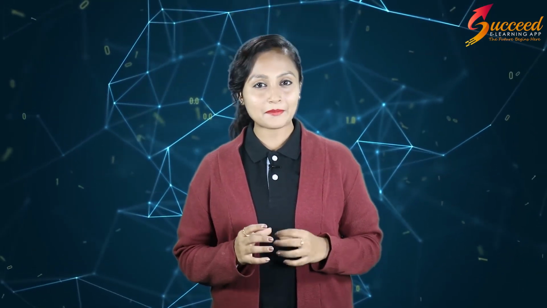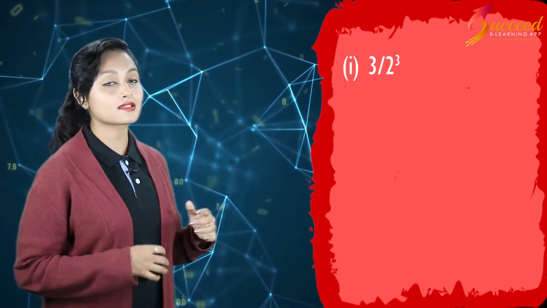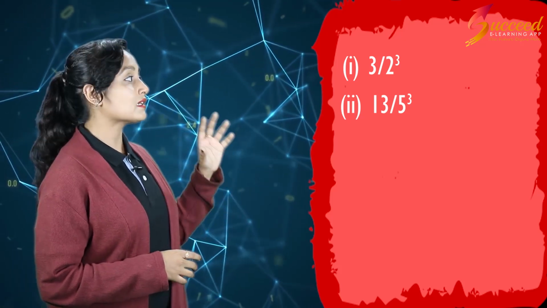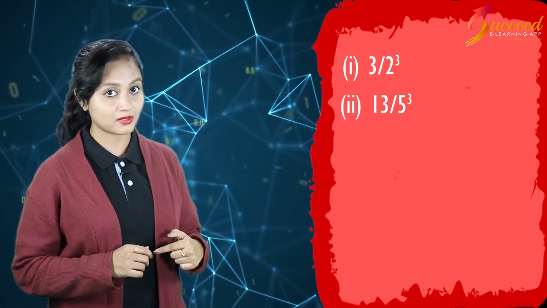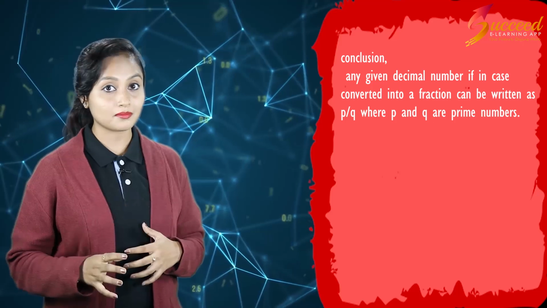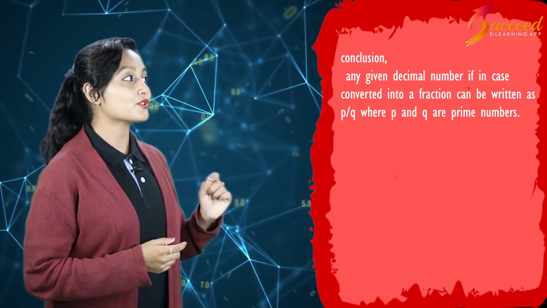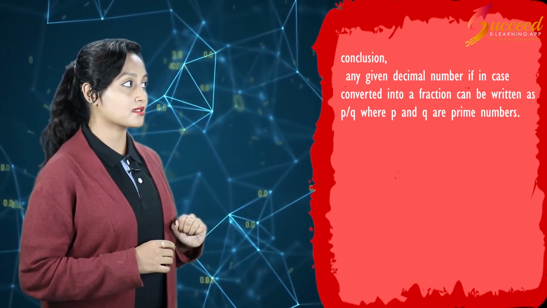So, do you see any patterns here? Let's quickly recollect the two fractions that we got from the previous examples. One is 3 divided by 2 power 3 and the other one is 13 divided by 5 power 3. If you closely observe, these two fractions have only prime numbers in their numerator and denominator. This gives us a conclusion that any given decimal number, if converted into a fraction, can be written as P divided by Q, where P and Q are prime numbers.